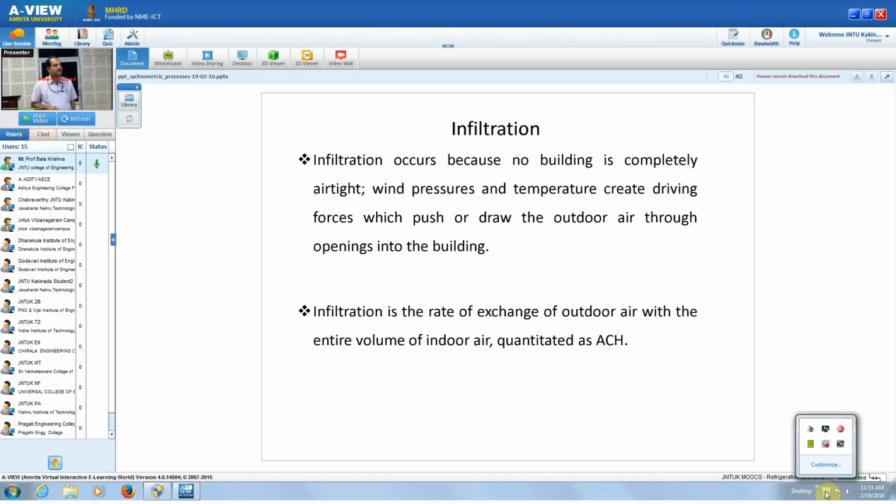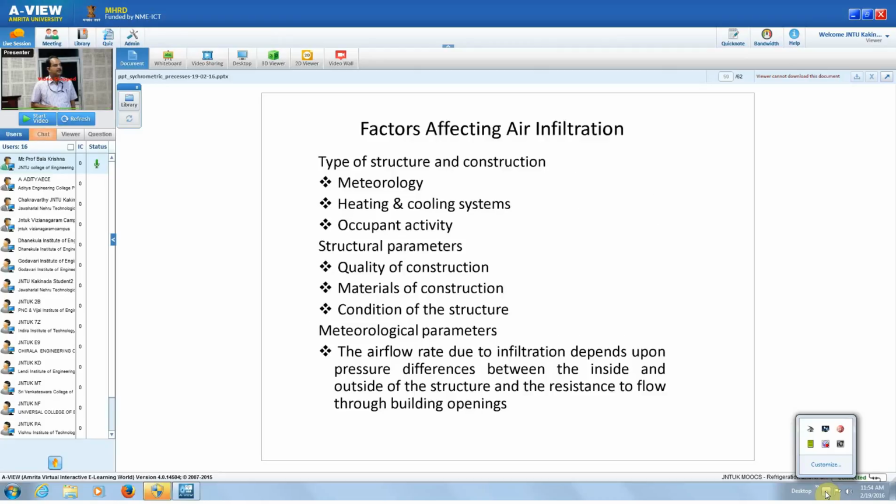Infiltration occurs because no building is completely airtight. You can't avoid these types of openings and air leakage also. Temperature and wind create driving forces which push or draw the outdoor air through openings into the building. Infiltration is the rate of exchange of outdoor air with the entire volume of indoor air, quantified as the air change per hour. Next.